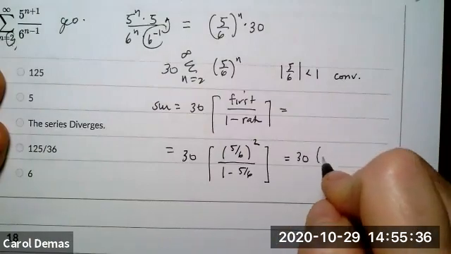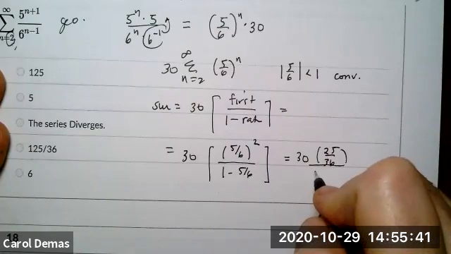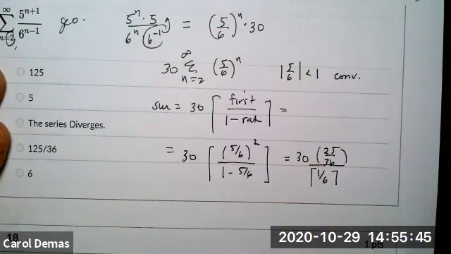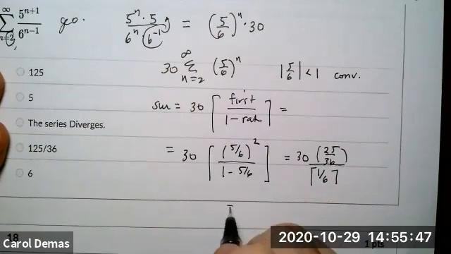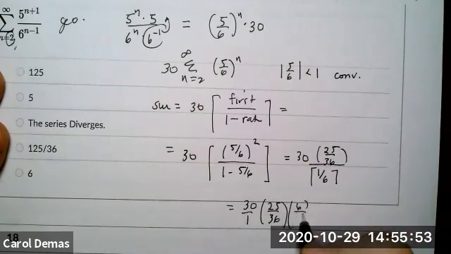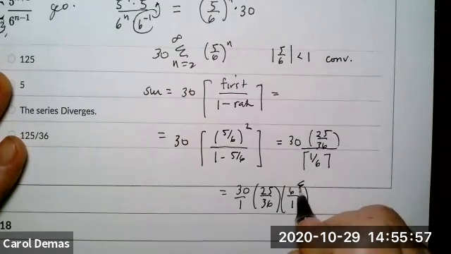And that's going to be 30 times 25 over 36 over 1 over 6, right? And that's going to be 30 over 1 times 25 over 36 times 6 over 1.